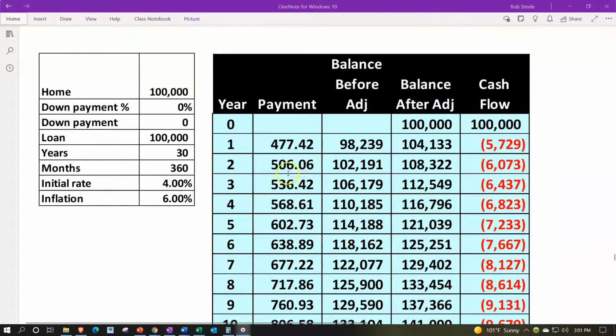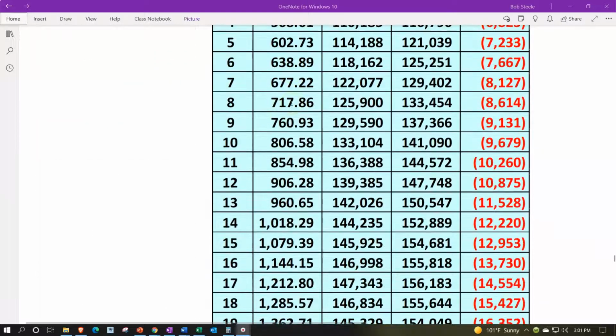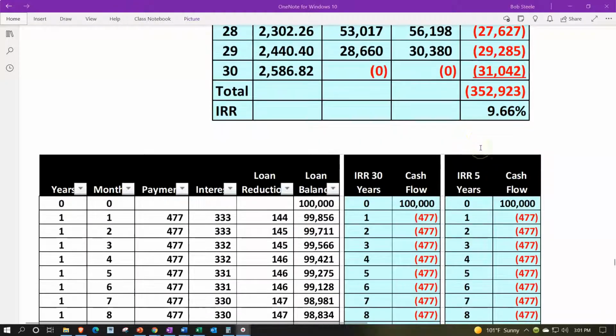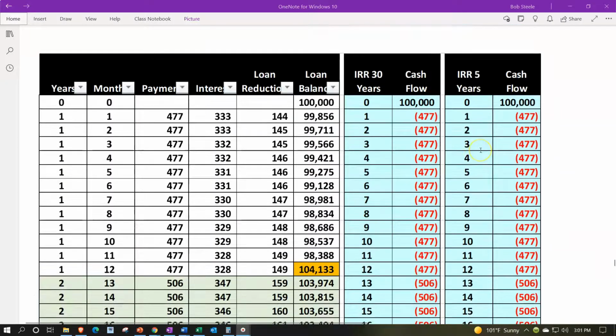So that's based on these payment structures here. We did the IRR. You can also, of course, add a pivot table and do your IRR calculations based on the cash flows as well, trying to assume what would happen if I held it for 30 years versus what would happen if I held it, say, for only 5 years or something like that.